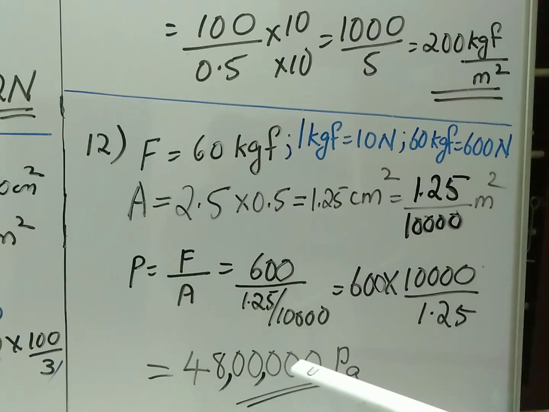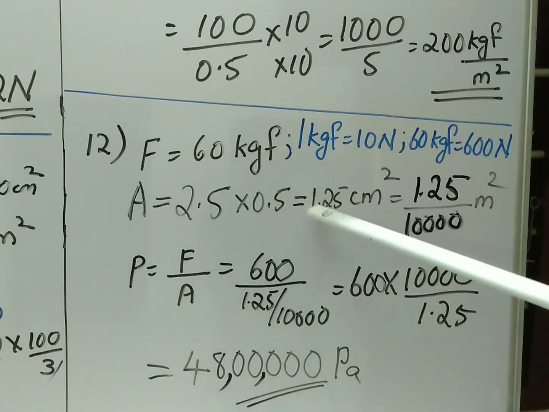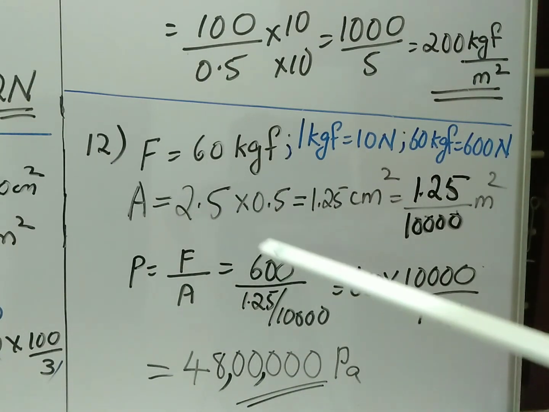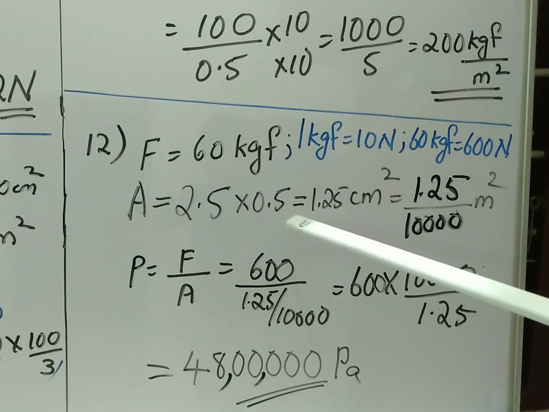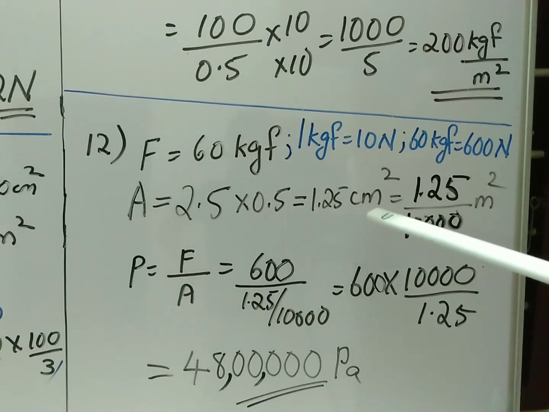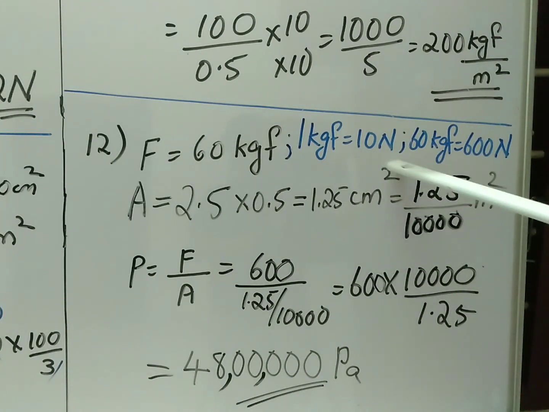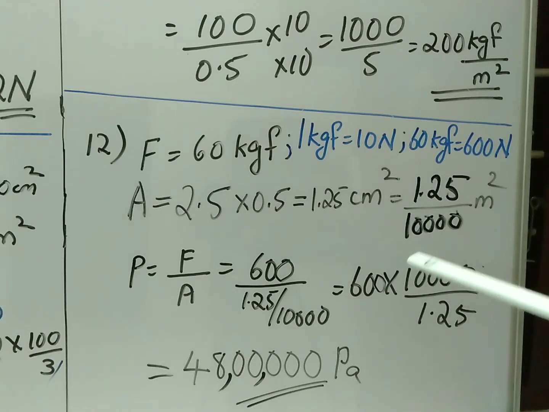And area, they have already given length into breadth, both in centimeter. So 2.5 into 0.5 will get 1.25 centimeter square. Again convert into meter square: divided by 10,000. Converting centimeter square to meter square, the given value divided by 10,000, that much meter square. Let it be there. No need to convert any decimal or anything.